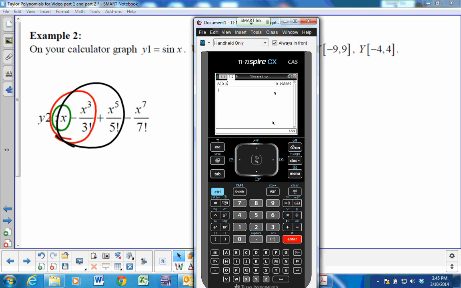And then I could do F2, which would be x minus x cubed over 3 factorial. It would give me a value and so on. I just keep doing that and I can check, and you'll see that they are all super, super close together. They all give a very good approximation.